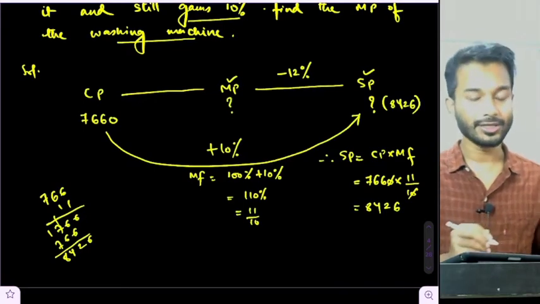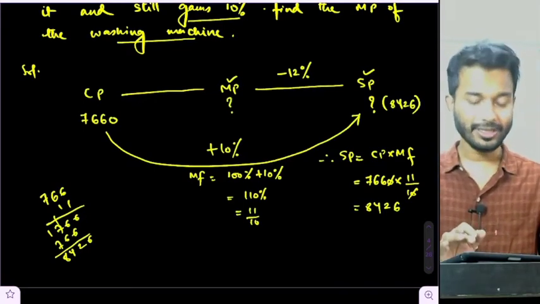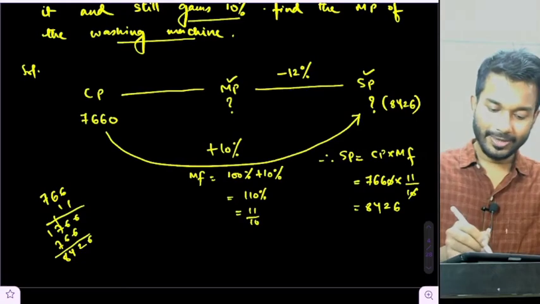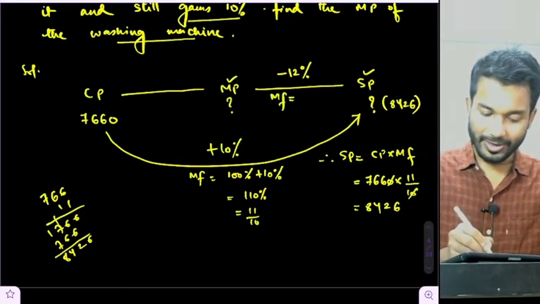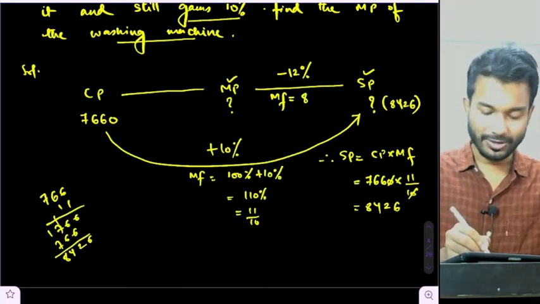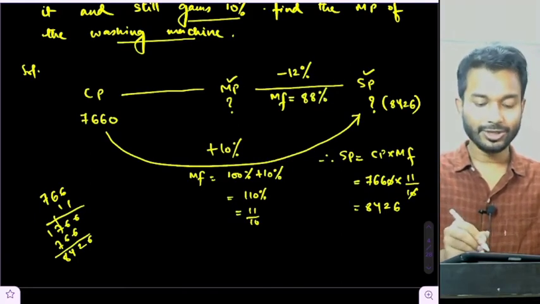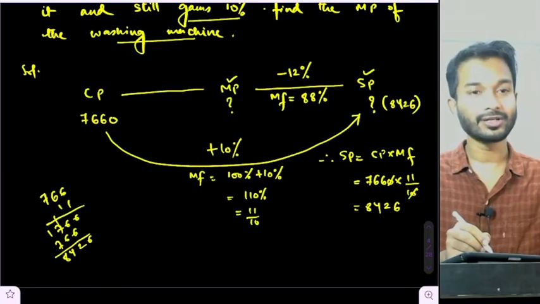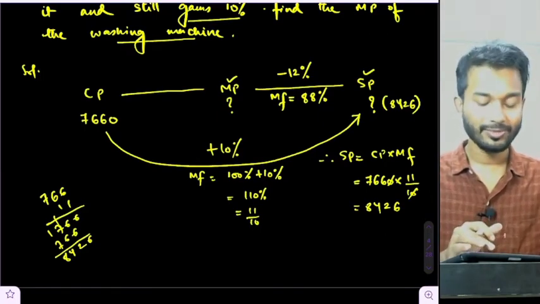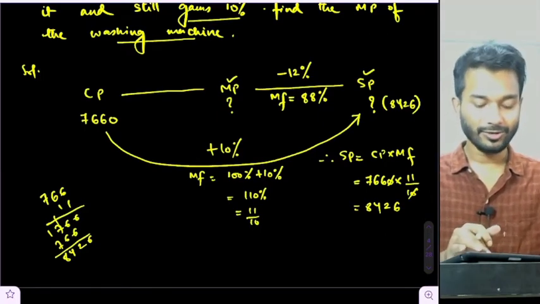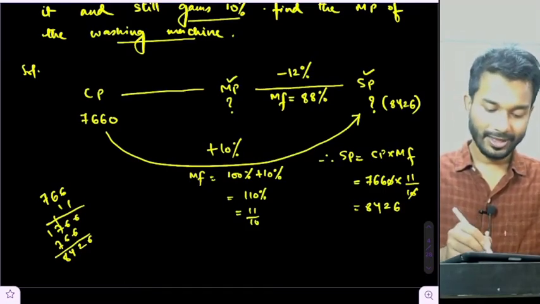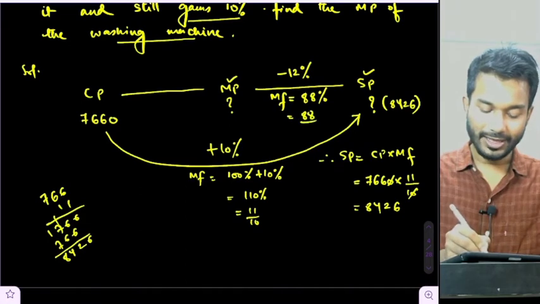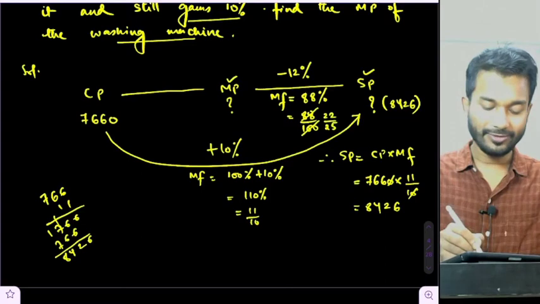Now mark price is unknown. Our target is to find the mark price. So now we can easily find out the multiplication factor here. Multiplication factor will be how much? 100% minus 12%, which is 88%. So those who do not know about multiplication factor, I will request you to see my percentage chapter. There I have explained already about multiplication factor. 88% means what? 88 by 100 divisible by 4, 22 by 25 we are getting.